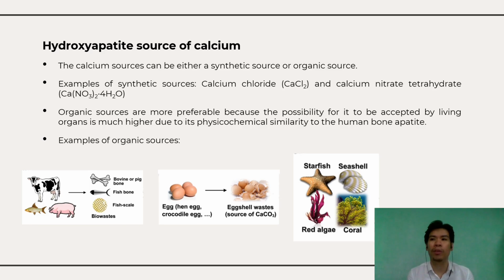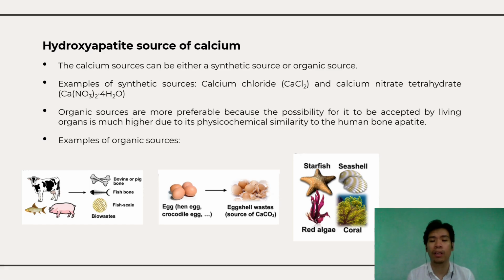Hydroxyapatite is a biomaterial that mostly consists of calcium. The calcium sources can be either a synthetic source or organic source. Examples of synthetic sources are calcium chloride and calcium nitrate tetrahydrate. However, it is more preferable to use organic source due to its high possibility to be accepted by living organs, due to its physicochemical similarity to the human bone apatite.